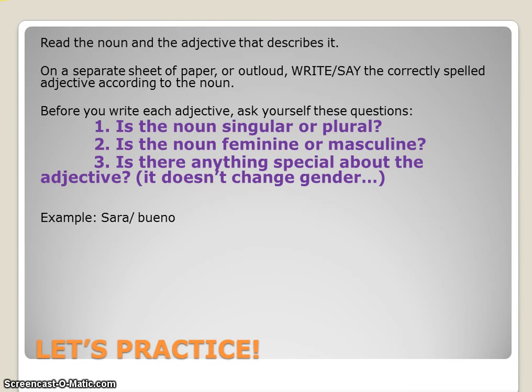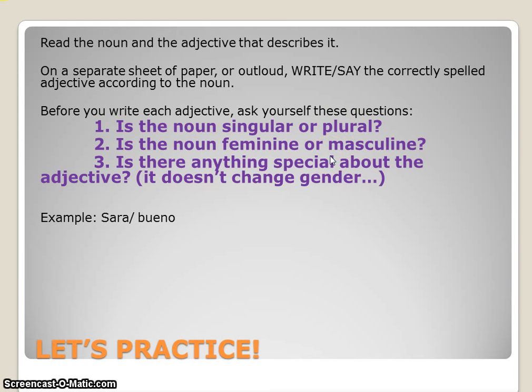Let's go ahead and do some practice. So you can do this on another sheet of paper, or you can do this practice out loud. But basically, I'm going to give you a noun and an adjective, and you are going to write or say the correctly spelled adjective. I've given you some questions that you can ask yourself before you do these. First question to ask: is the noun singular or plural? Remember that basically if you have a plural noun, your adjective is going to end in an S every single time.